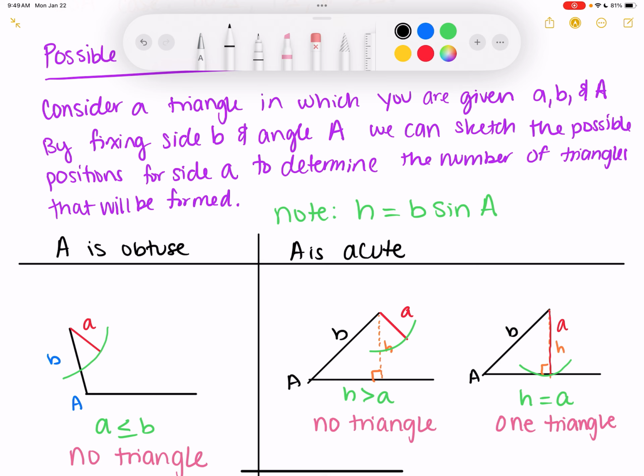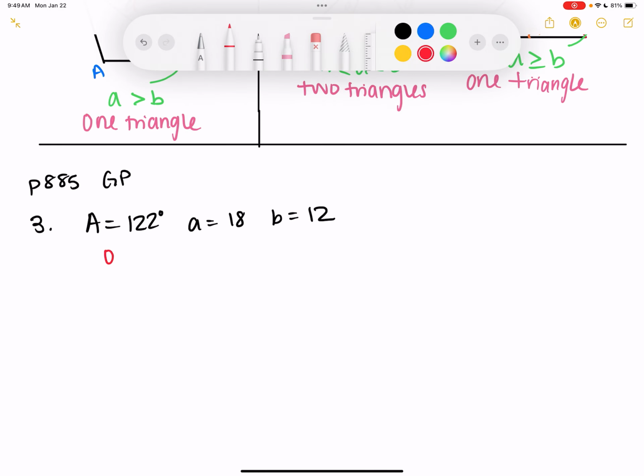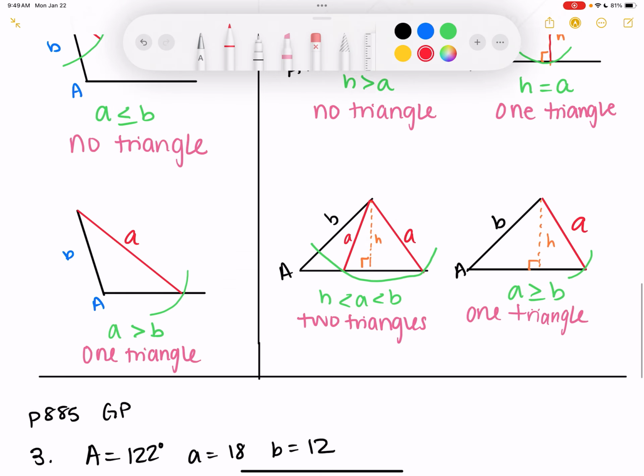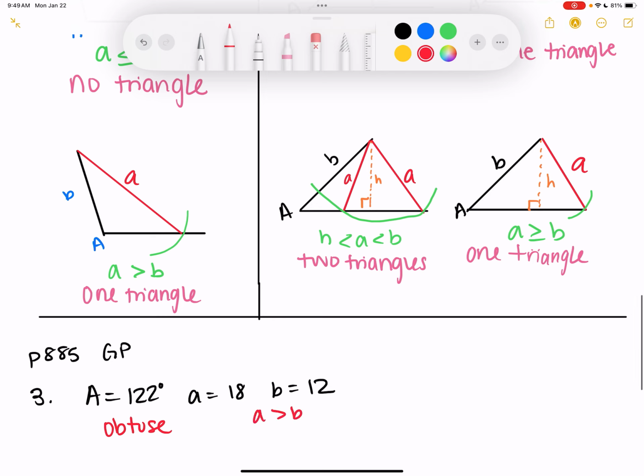Okay, I want to look, is it obtuse or acute? That's the very first thing I want to look at once I know the situation I'm dealing with. Okay, so it is obtuse. So it's good to make a note of that while you're getting used to them. So then I want to look at this scenario. So I've got A is 18, B is 12. So I'm coming up here and I'm looking at A compared to B. So A is greater than B. So I have one triangle. So that way I know up front what I'm dealing with.